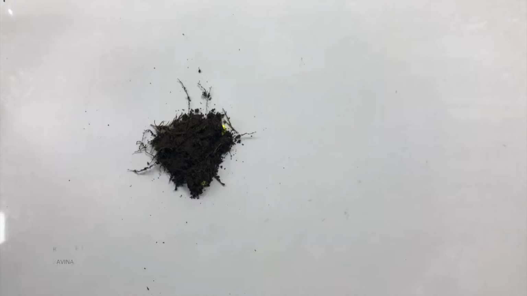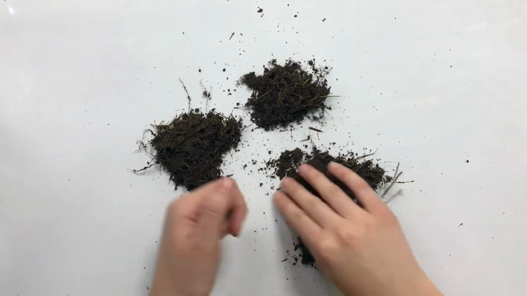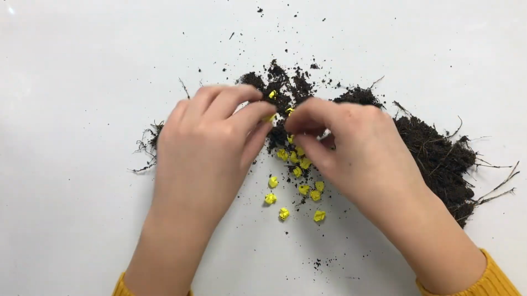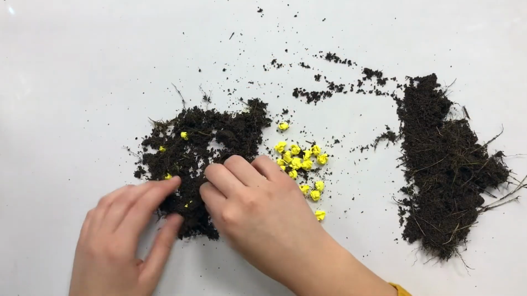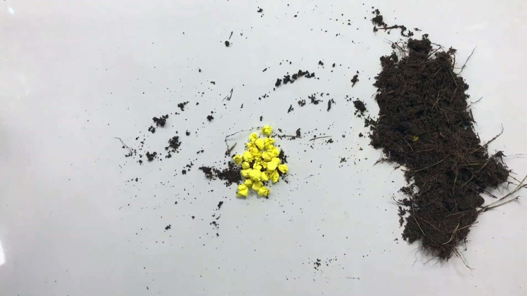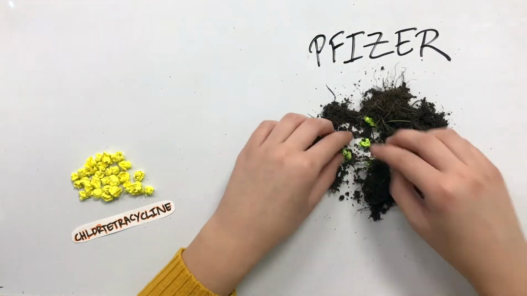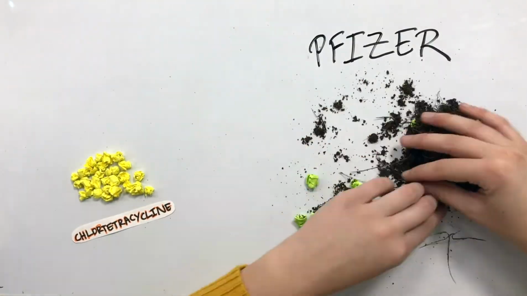doxycycline. It all started in the 1940s. Benjamin Duggar collected soil samples from all over the world. After analyzing them, his attention was drawn to an unknown compound that proved to have impressive antibiotic activity. The new substance was isolated in 1945, and due to its unusual yellow-colored colonies, it was called chlorotetracycline. Meanwhile, scientists from Pfizer independently obtained soil samples and also isolated a new compound called oxytetracycline.